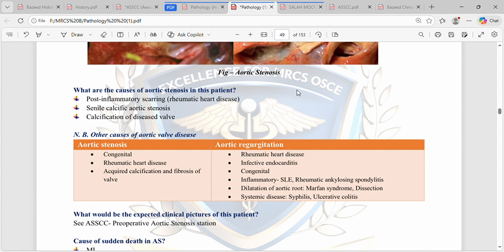What are other causes of aortic valve disease? The main ones are aortic stenosis and aortic regurgitation. Aortic stenosis can be congenital, secondary to rheumatic heart disease, or due to acquired calcification and fibrosis of the wall. Aortic regurgitation can be because of rheumatic heart disease, infective endocarditis, congenital causes, inflammatory causes, for example systemic lupus erythematosus, rheumatoid arthritis, ankylosing spondylitis, and dilatation of the aortic root in Marfan syndrome and dissection, and Ehlers-Danlos syndrome. Then we have systemic diseases, for example syphilis, which can also cause aortic regurgitation, and ulcerative colitis.